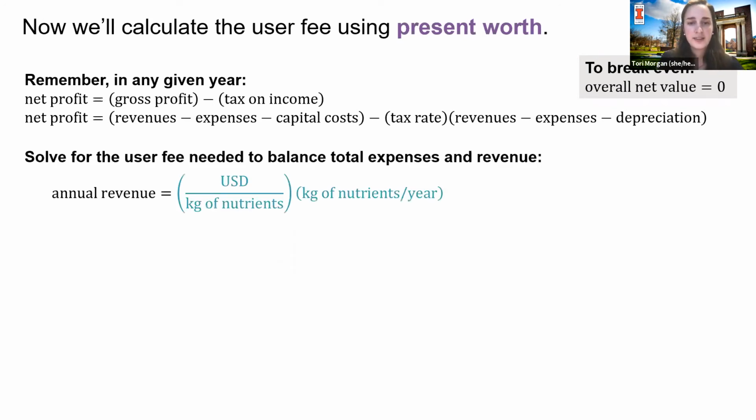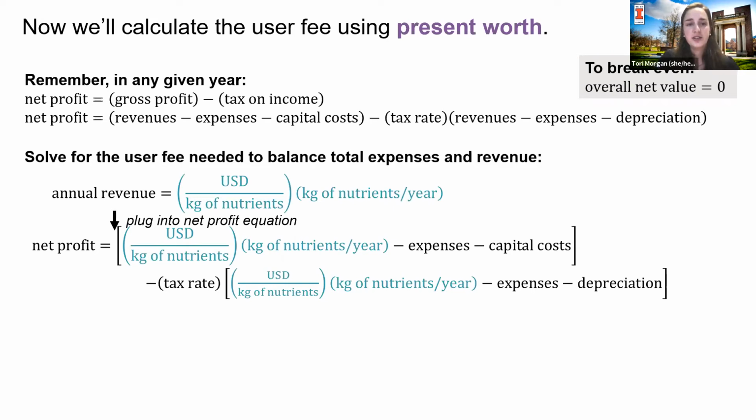Next one, I think there was a typo. Yes, sorry, we're going to calculate now the fertilizer selling price using present worth, which is going to look very similar to the user fee. But instead of calculating users per day, we're looking at how many United States dollars we get per kilogram of nutrients, and how many kilograms of nutrients we can gain per year.